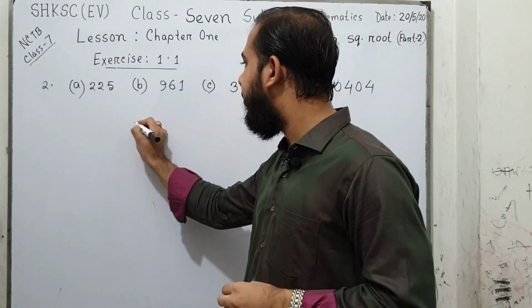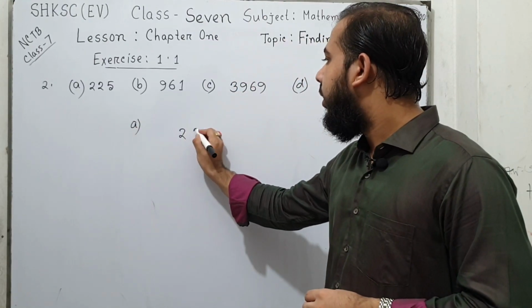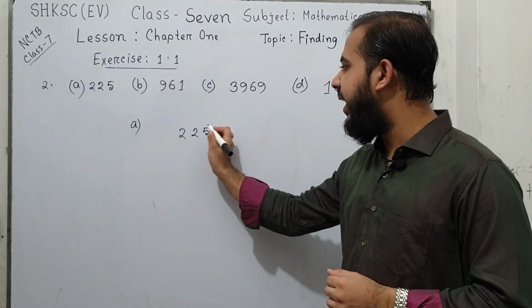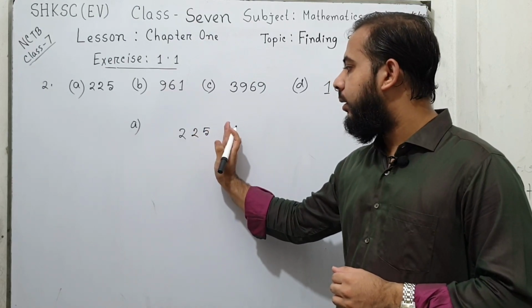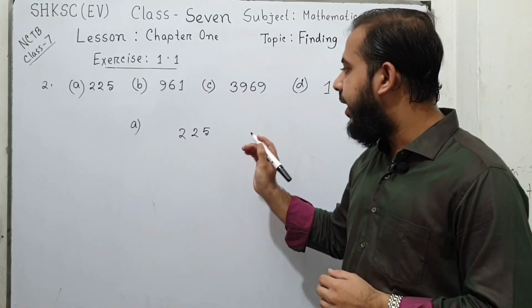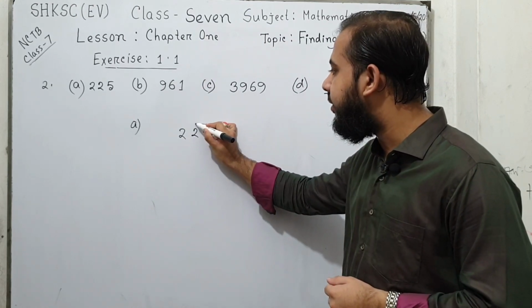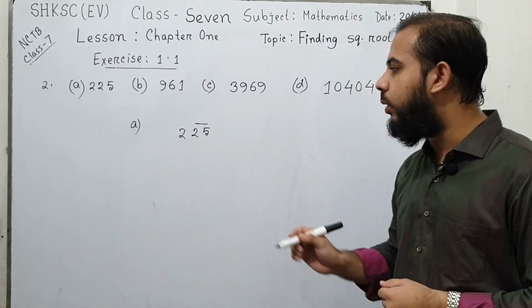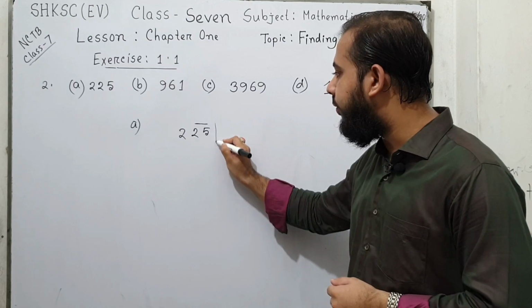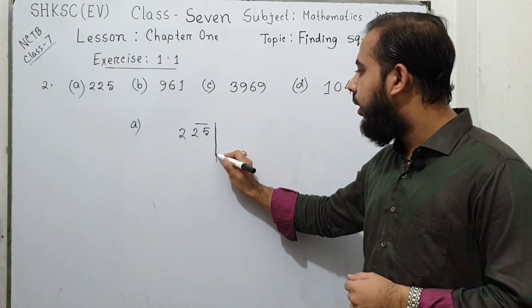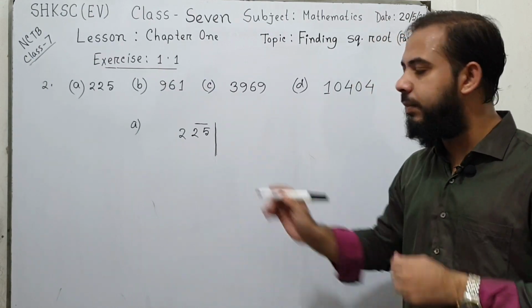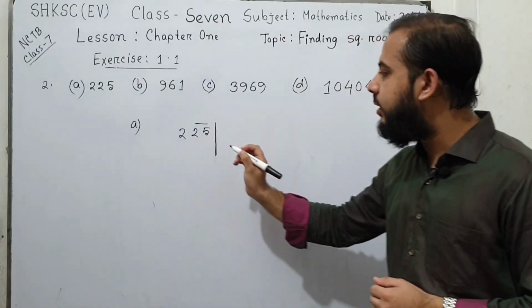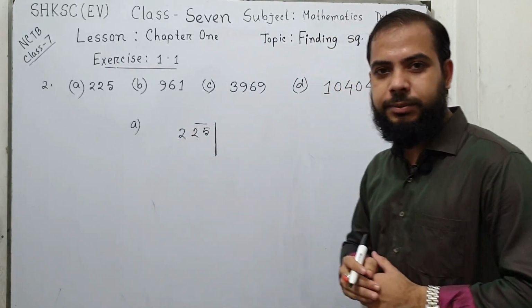At first, number A. The number you have to write here like this, and the next step is to make pairs from the right side to the left side. So pair means you have to take 2 digits at first, and take another 2 digits, but there is only 1 digit, so we just got 1 pair. Now we have to draw a vertical line here like this, vertical line only.